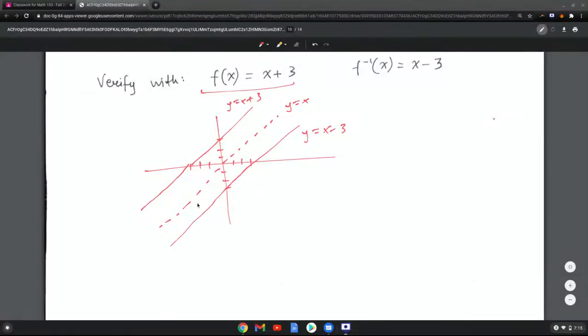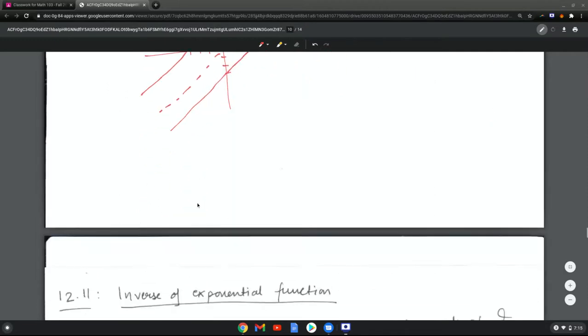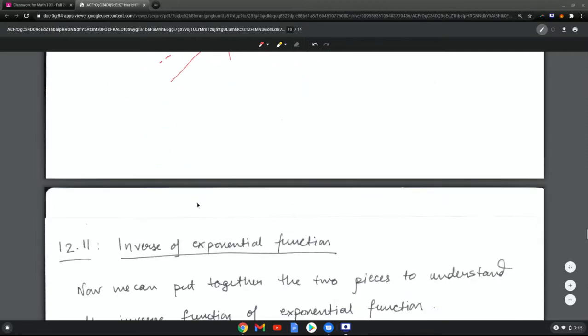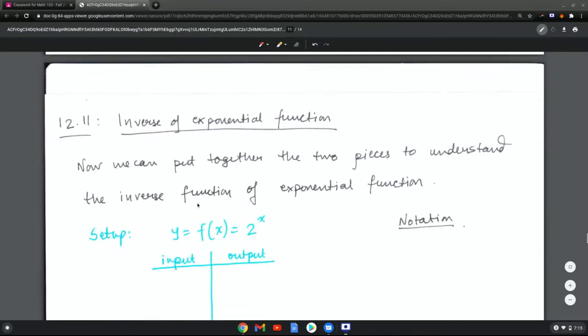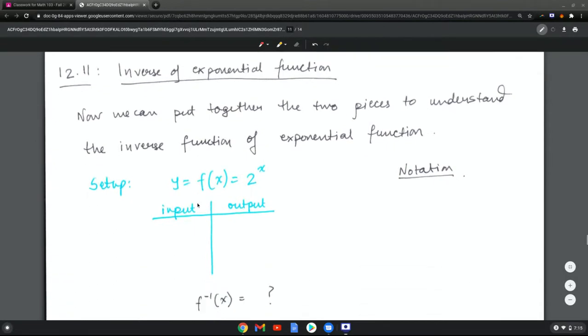Okay, so far we learned a new function called exponential function. We learned a way of creating new functions called composing functions. From there, we found a special class of function called inverse functions. So now we combine them and we look at what would the inverse of an exponential function be.